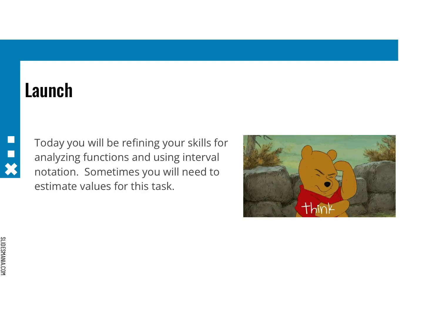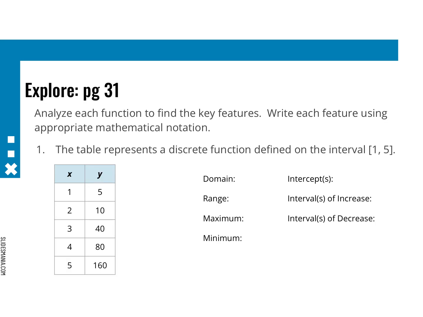All right, so today we'll be refining your skills of analyzing functions and using interval notation. Sometimes you'll need to estimate values for this task. So we should be on page 31, and we're going to look at this table. It says, analyze each function to find key features. Write each feature using the appropriate mathematical notation. The table represents a discrete function defined on the interval between 1 and 5. Go ahead and pause and then come back to me for the answers.